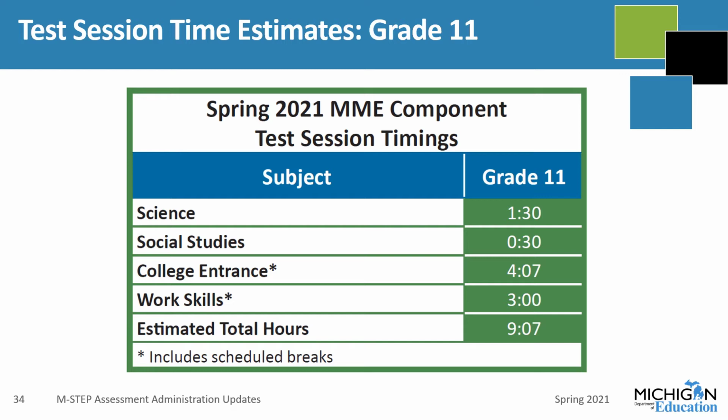Grade 11 has an estimate of an hour and a half for science and 30 minutes for social studies. You can also see the college entrance and work skills times here. Again, remember that MSTEP is not timed.